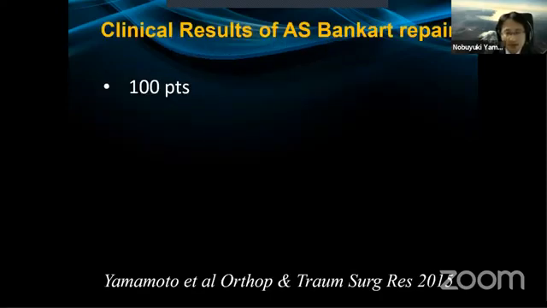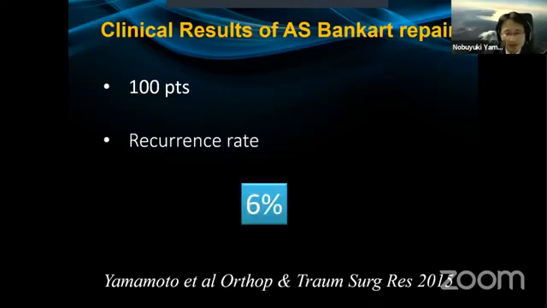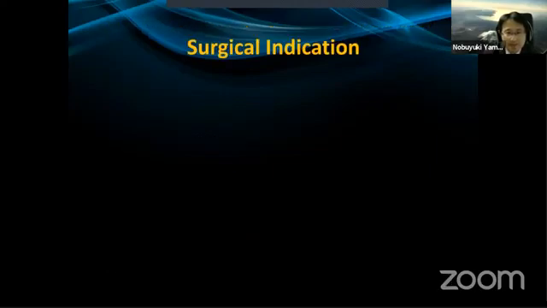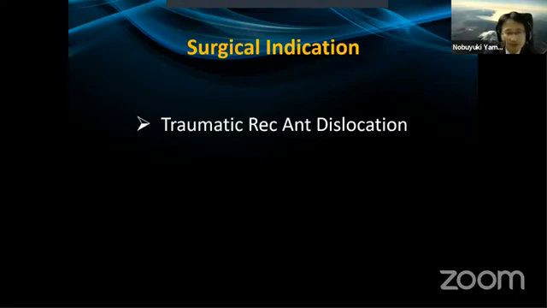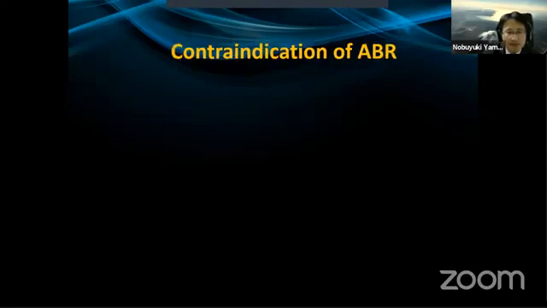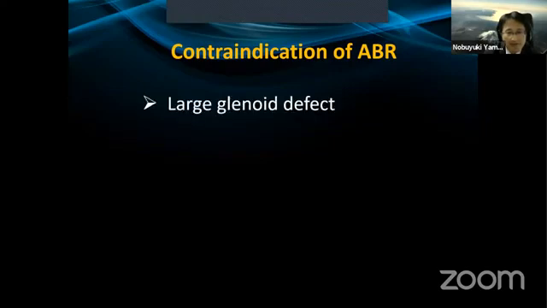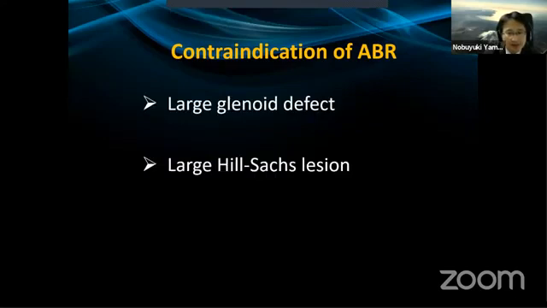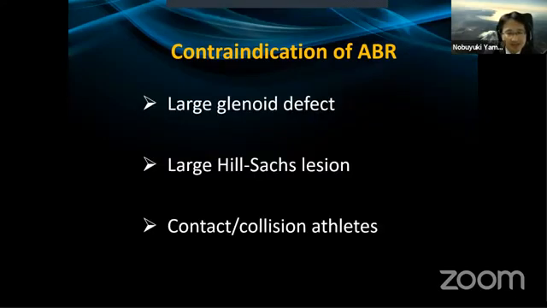We reported a good clinical result of the arthroscopic Bankart repair. The recurrence rate of the 100 patients was 6%. So the surgical indications are traumatic recurrent anterior dislocation and severe instability feeling. The contraindications of the arthroscopic Bankart repair are a large glenoid defect, a large Hill-Sachs lesion, and contact collision athletes.